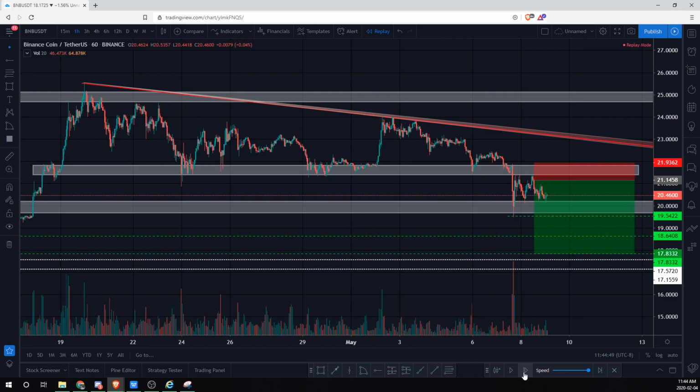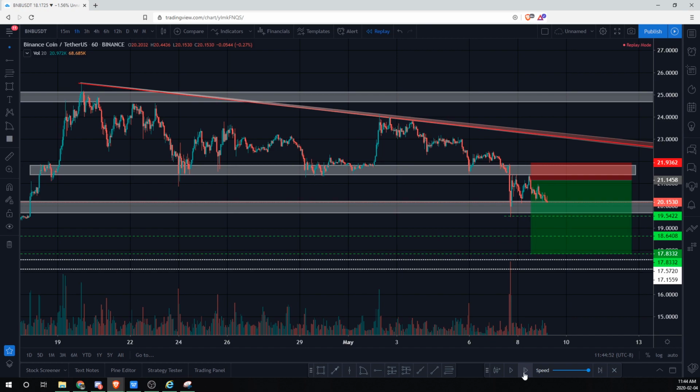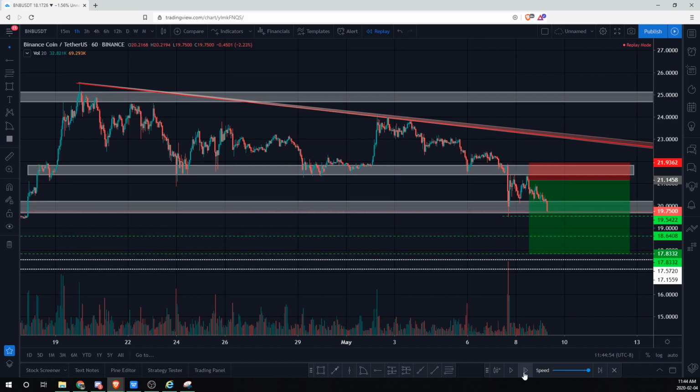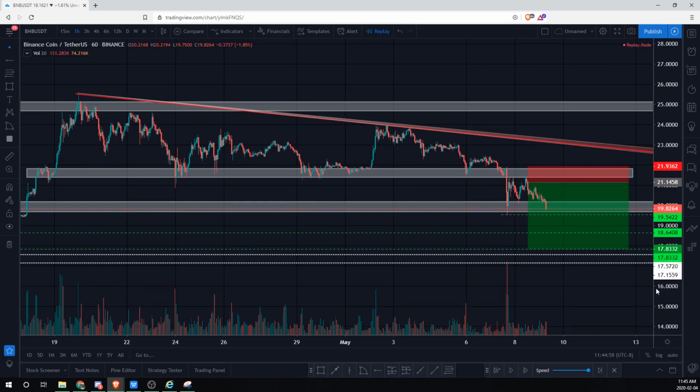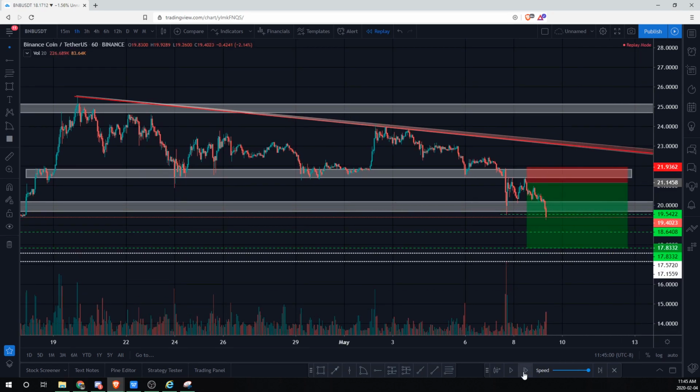Still not seeing a lower low. Got a decent amount of buy volume coming in. Still not seeing a lower low. And there is our lower low. All right, we have not hit our take profit yet, but this is now our lower low, so it looks pretty good for a potential move to the downside.